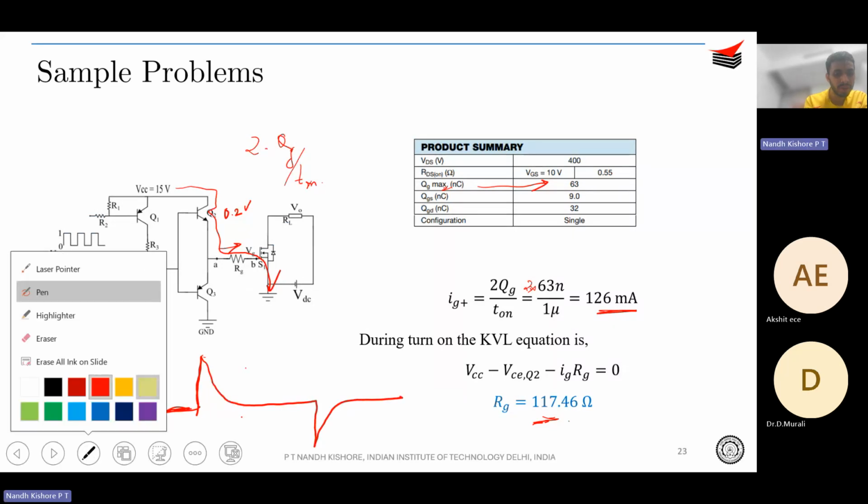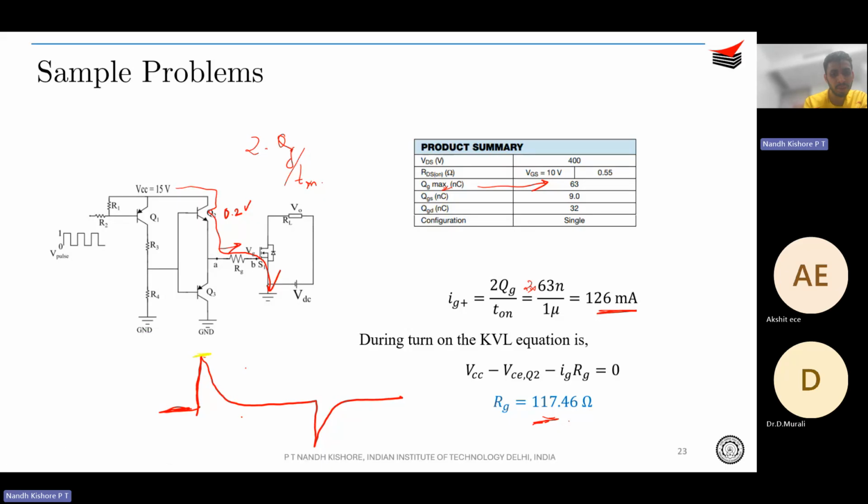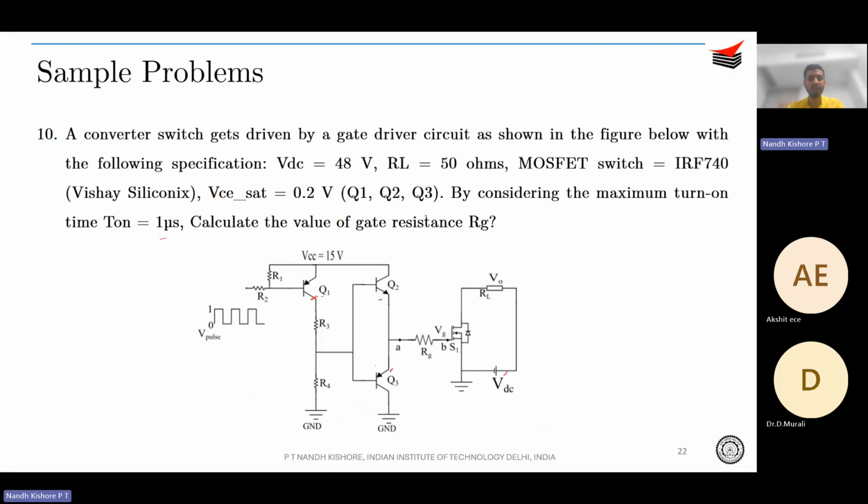So whatever you have considered as IG plus is basically this IG plus. Okay, so this was your first question, that is to compute your gate resistance RG.